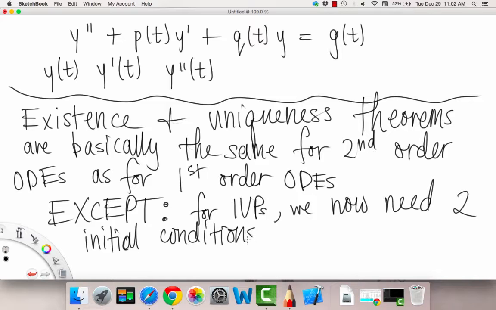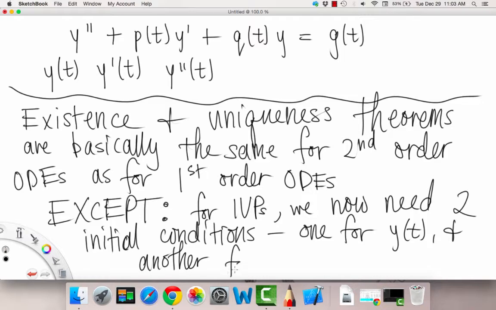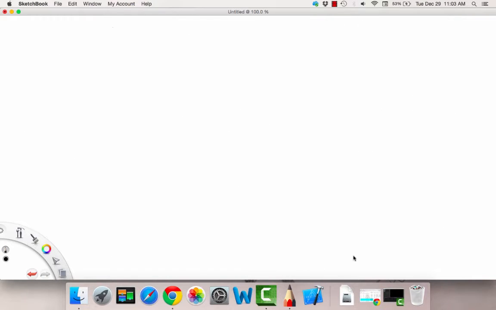Conditions: one for our function y of t, and another for now y prime of t. So I'll show you what this looks like on the next slide.